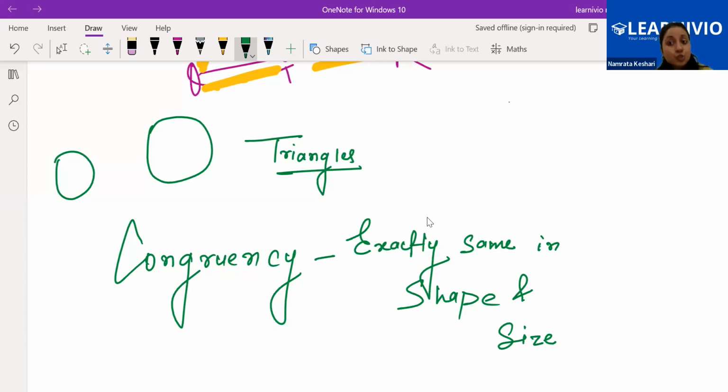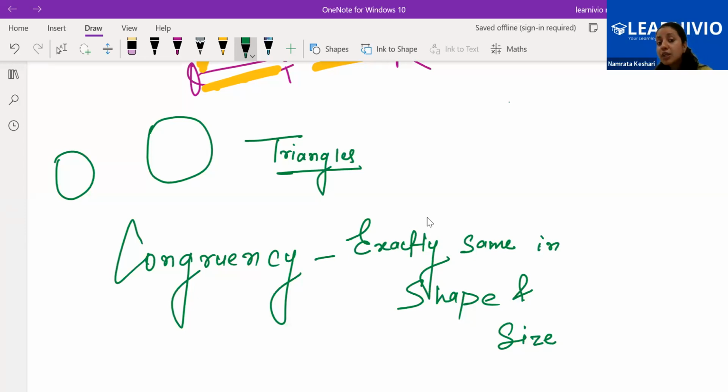Okay. Thanks for joining today. Maybe in the next class, I will continue with the same, and then quickly I will give the brief introduction of this congruency. But today I can talk about it in detail. So that's the meaning of congruency.